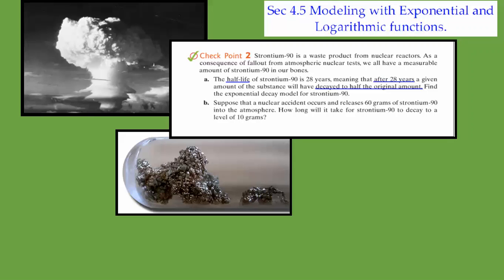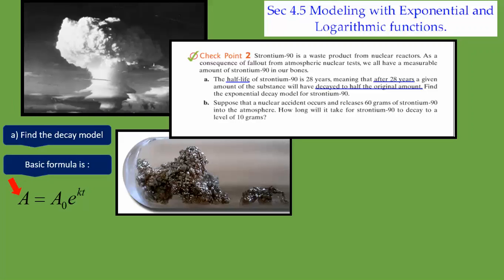So in the second part, we want to know how long do we have to wait? How long do we have to look at the clock for 60 grams of strontium-90 to decay to a level of 10 grams? So the first part of the problem, we'll have to come up with a decay model, or the exponential function that models the problem. And so the basic formula is this.